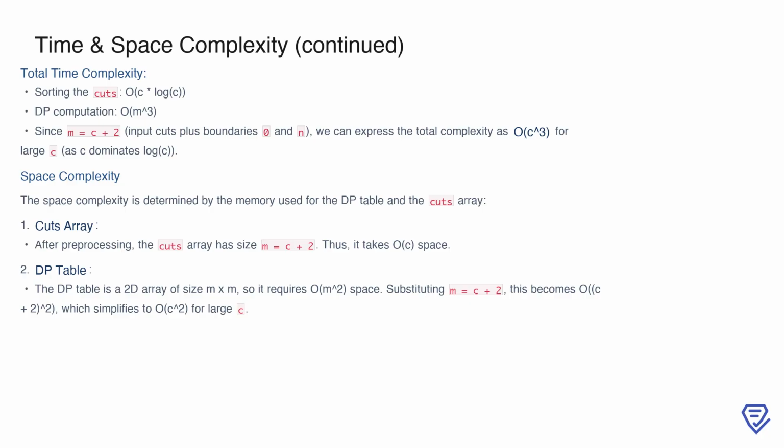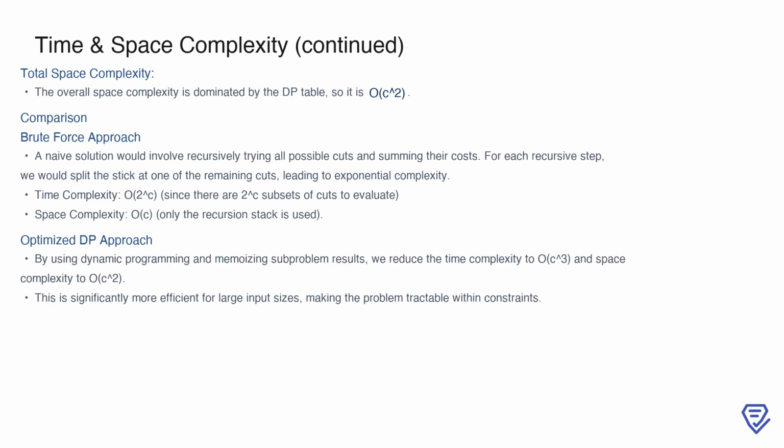On the space complexity side, the memory usage is primarily determined by the cuts array and the DP table. The cuts array, after preprocessing, has a size of m = C + 2, requiring O(C) space. The DP table, which is a 2D array of size m×m, takes m squared space. Substituting m = C + 2, this simplifies to O(C squared) for large C. When we evaluate the overall space complexity, the DP table dominates, so the total space complexity is O(C squared).